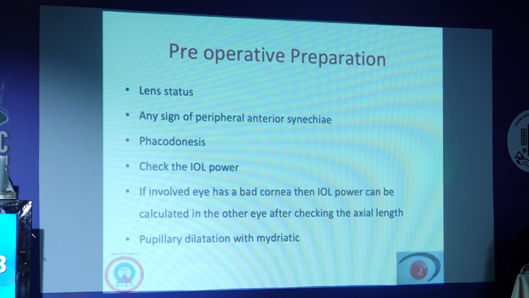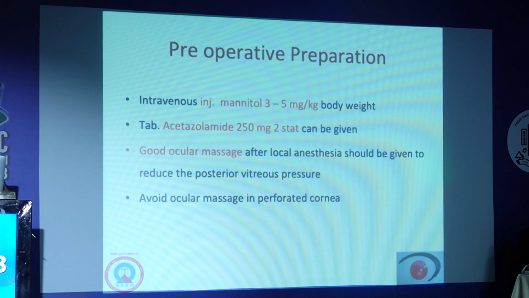So, pre-operative preparations: we have to look for the lens status, how dense it is. With early cataract, we should avoid doing cataract surgery and do it as a sequential procedure. And look for any signs of peripheral anterior synechiae and phacodonesis. For the IOL power, if the involved eye has a bad cornea, the IOL power can be calculated from the other eye after checking the axial length. And pupillary dilatation with a mydriatic.